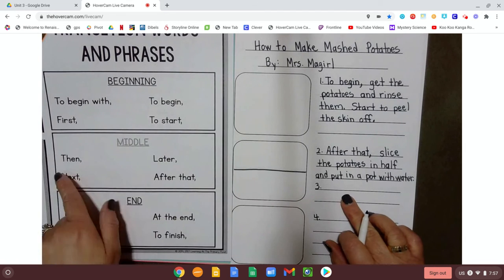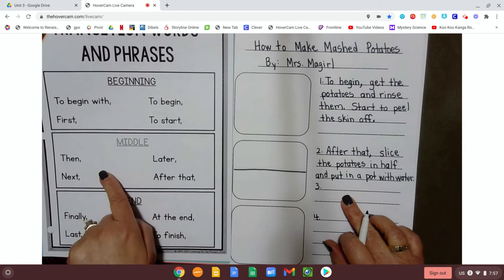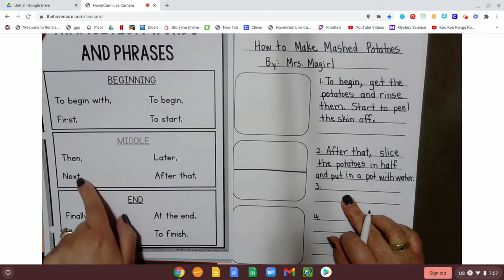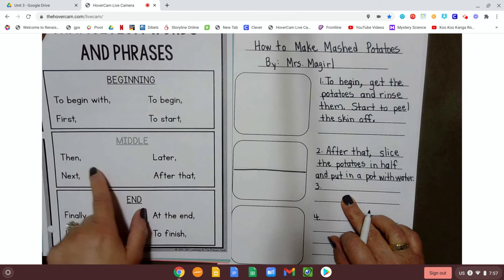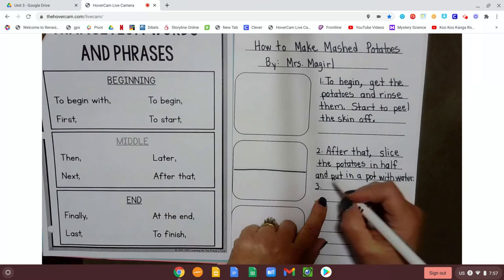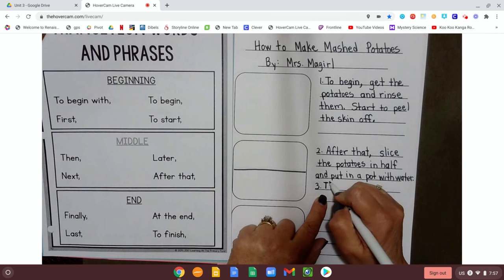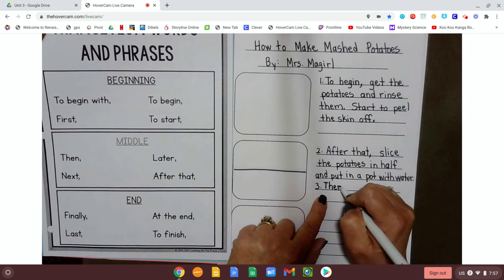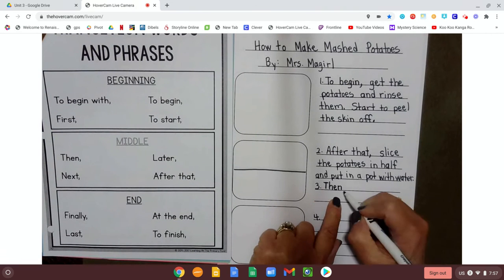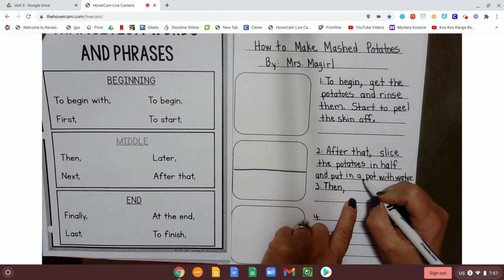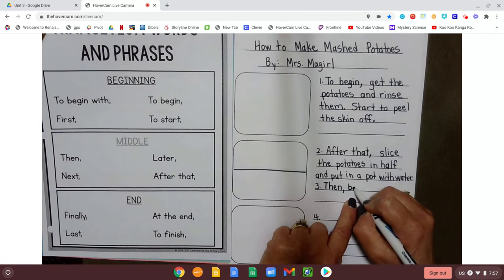So I need another word from the middle. And it's okay if I want to use some of the same ones that I've used. I think I'm going to just go with then. That seems to sound right to me. Then, comma, boil the potatoes.